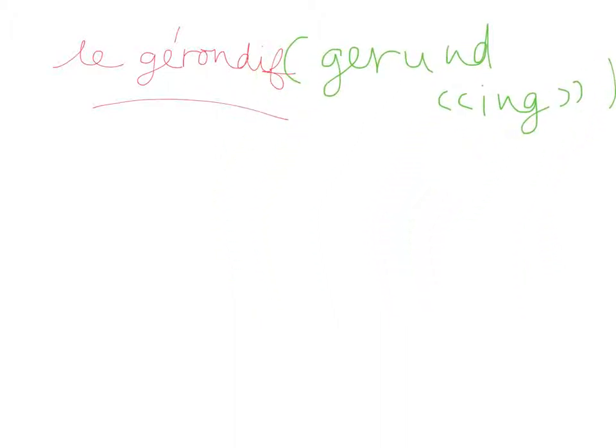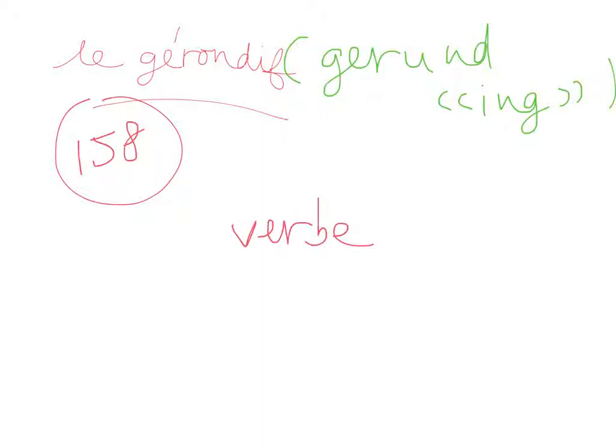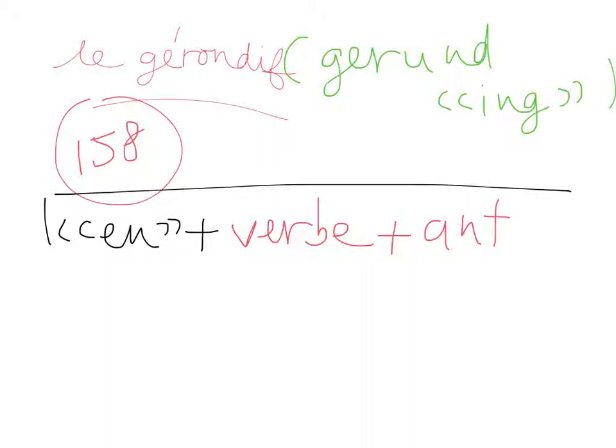Well, first of all, let me write down the page we are supposed to be working on. It's page 158 of the grammar book. On this page, they explain how to form the gerund, and they tell you that you are supposed to pick the verb, which is correct. Then you are supposed to pick the ant suffix that you will add right after the verb. And in front of all that, you are supposed to have en. And this is how you get your gerund.